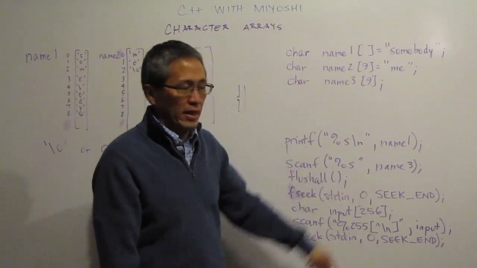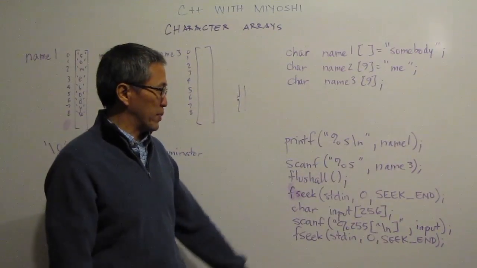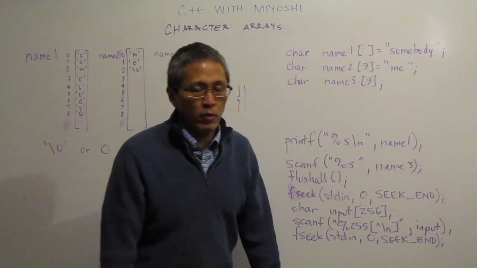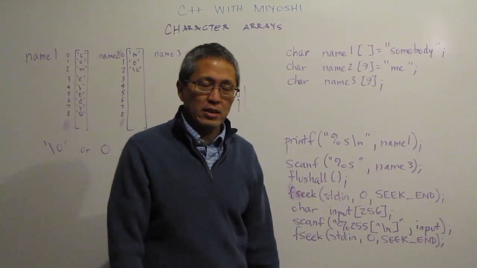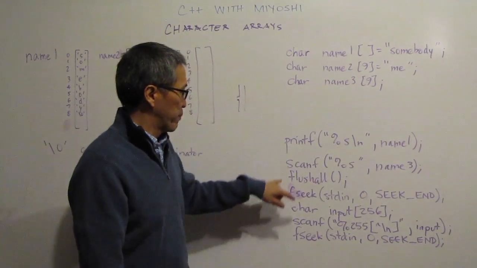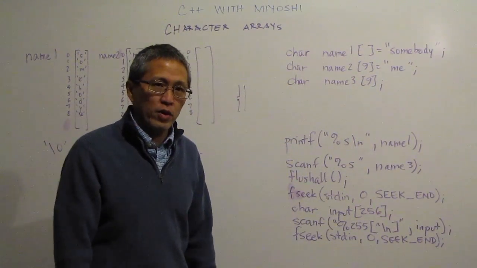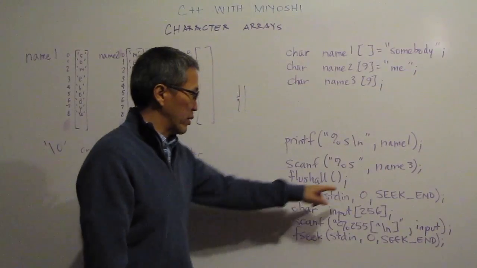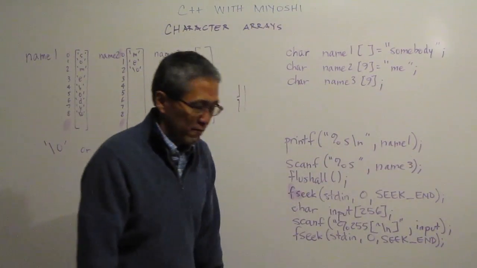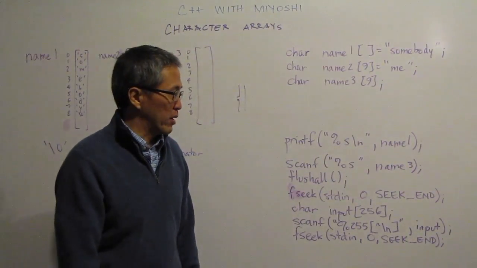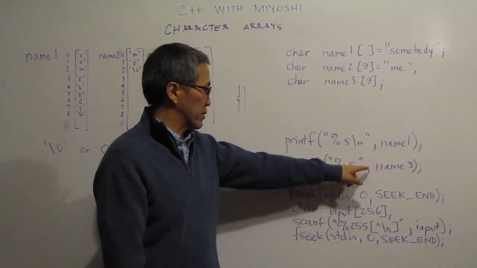Notice there's no ampersand, and the reason there's no ampersand is because technically name3 is already a pointer, and the ampersand just tells the compiler when I do the scanf to look for the memory location associated with that guy. And we already know that that is a pointer to the memory location already, so we don't have to use the ampersand there.